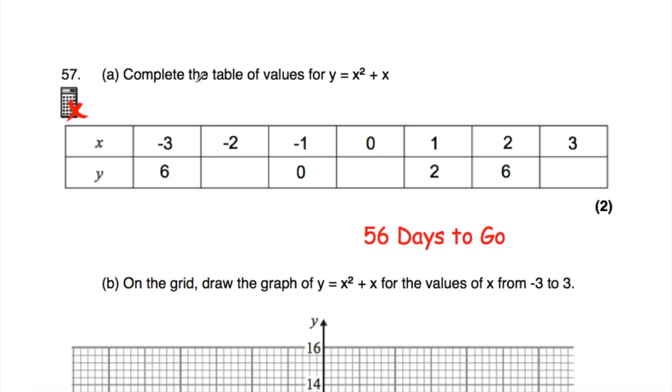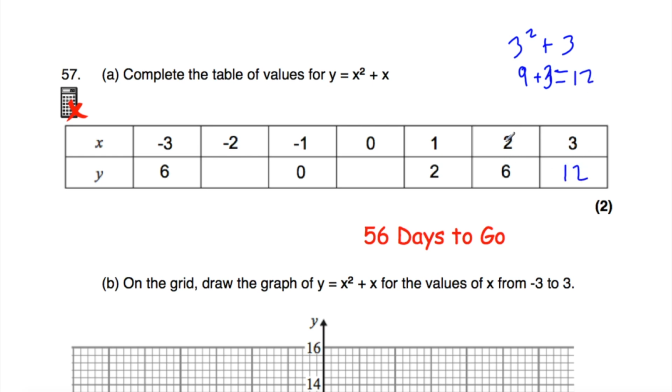Okay, so question number 57, we've been asked to complete this table for y equals x squared plus x. So we need to square all the values for x and then add x, and some of them we've done for, so that's quite nice actually. So let's look at 3. So if we had 3 squared plus 3, 3 squared is 9, plus 3 would be equal to 12. So that means this is equal to 12.